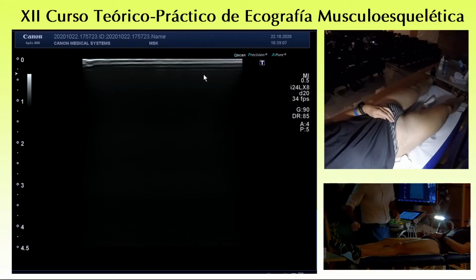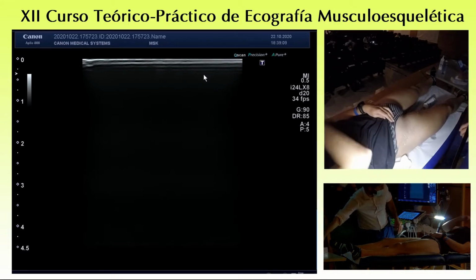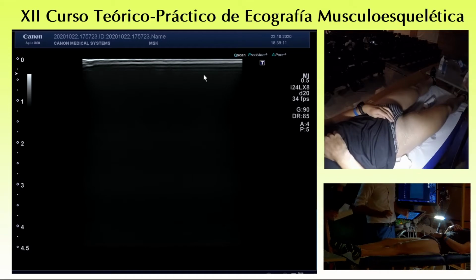Now I give you. Someone asked if you can repeat the snapping hip maneuver. Okay.